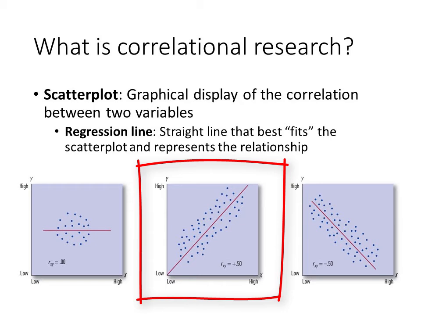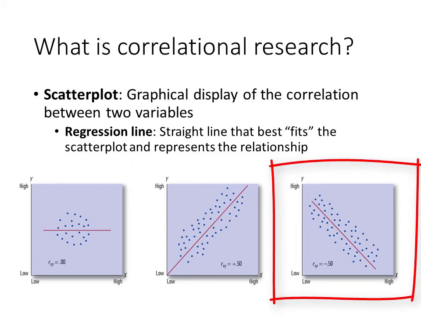The graphic in the middle represents what the data would look like if the correlation coefficient was positive 0.5. As the value of one variable increases, so does the value of the other variable. In the graphic on the right, we have a negative relationship with a correlation coefficient of negative 0.5. As the value of one variable goes up, the value of the other variable goes down. That is what the negative sign represents.